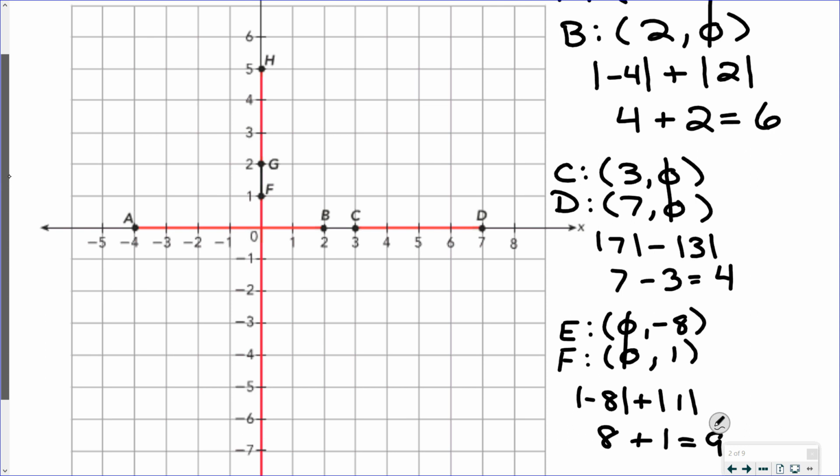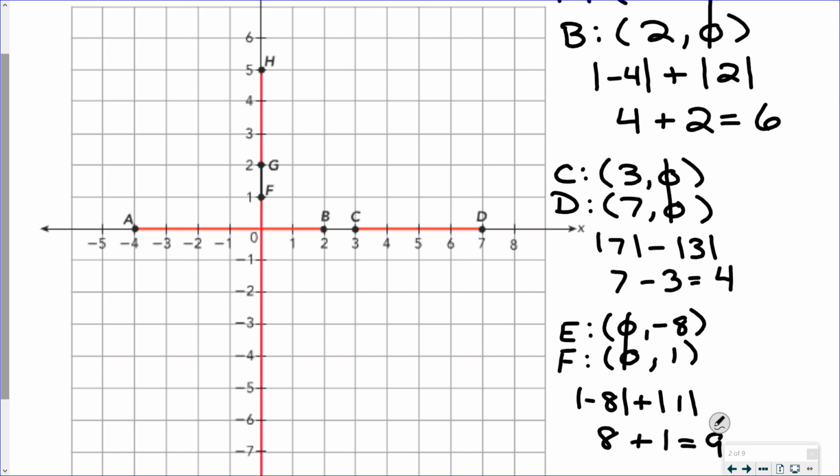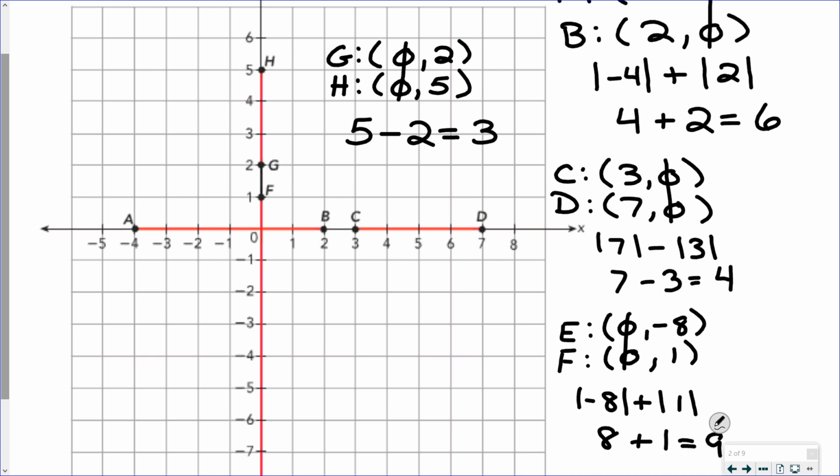And then our final pair, we have G and H. G has an ordered pair of 0, 2. H has an ordered pair of 0, 5. Our x coordinates are the same, so we ignore those. Our y coordinates have the same sign, so we're going to subtract as we did before. And since they're both positive, you can skip the absolute value part and just do 5 minus 2, which is 3.